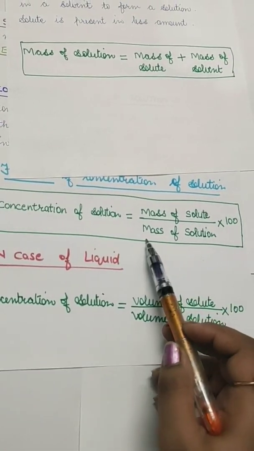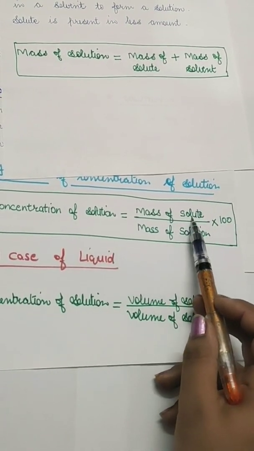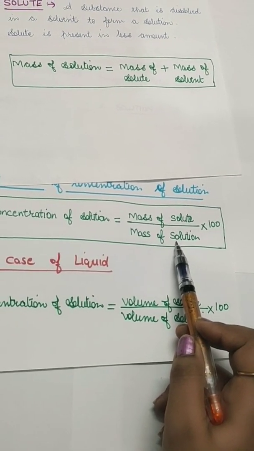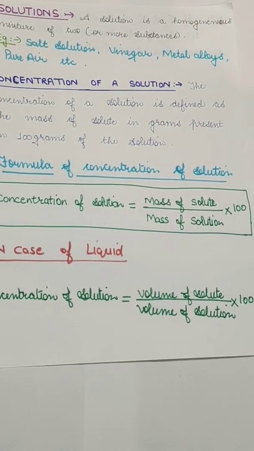So in the formula we have to put this to find out this, because in the question the solute will be given and the mass of solution may be given, or we have to find it out. So we will be using this formula, and I will show you in the question.